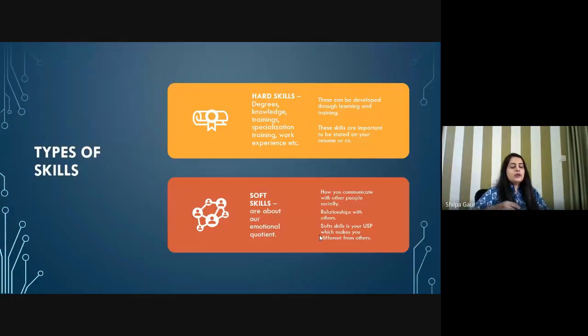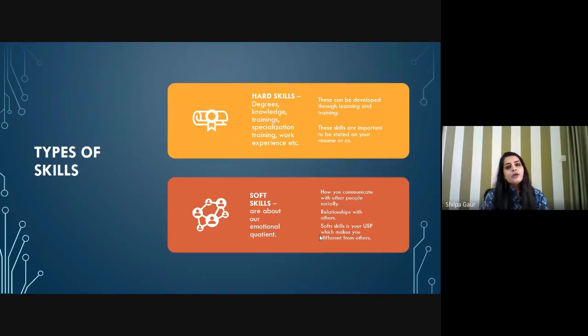Now, types of skills. As I discussed earlier, there are two types of skills. That is hard skills, which include your degrees, your knowledge, your trainings, whatever trainings you had in the past, your specialization in any subject, your specialization training or work experience, or anything which you had in the past and that you are going to put in your CV or resume, right? So your hard skills can be developed through learning, through experience, through some trainings.